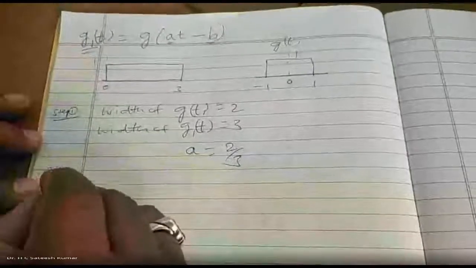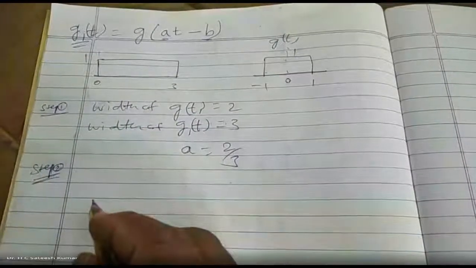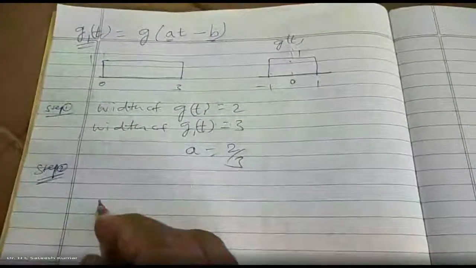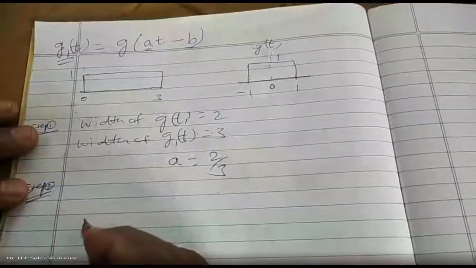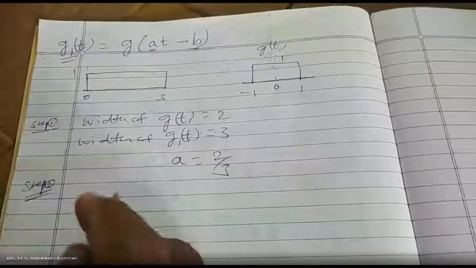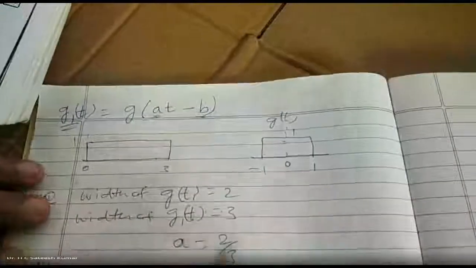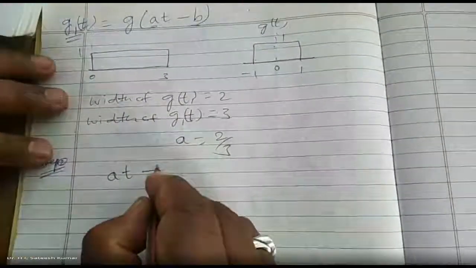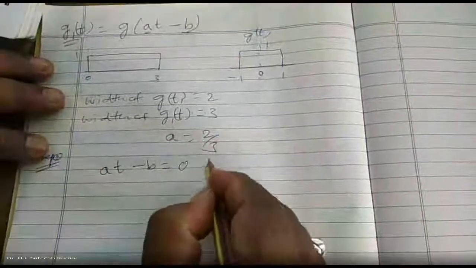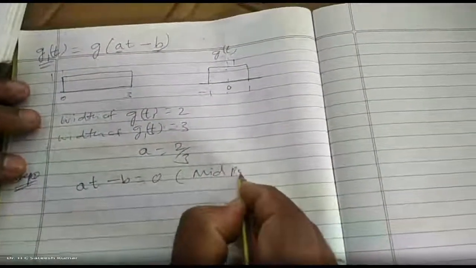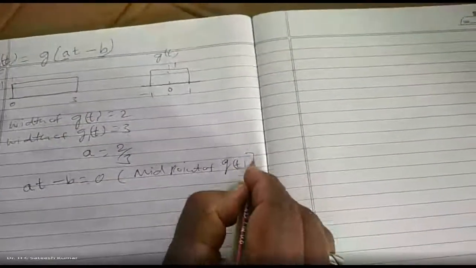Step 2 is shifting. How much? Once scaling is over, the width is ready. Now, how much shifting should you do? The scaling and shifting are combined together. So A t minus B should be equal to A t always. This is a general formula. A t minus B should be equal to the midpoint of this one, the midpoint of G of t, not necessarily 0.